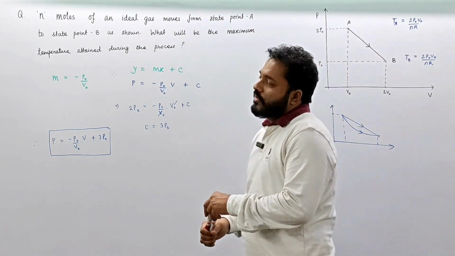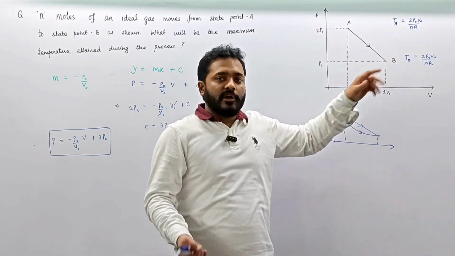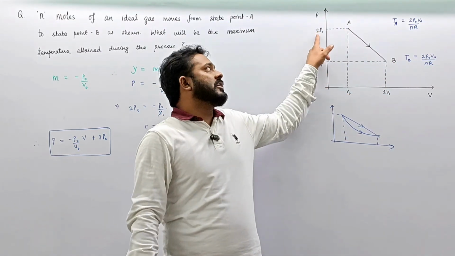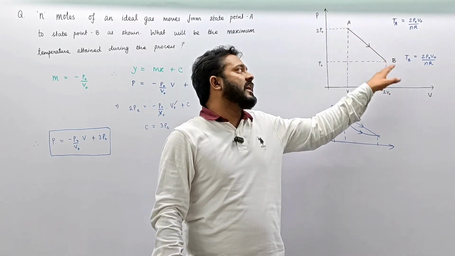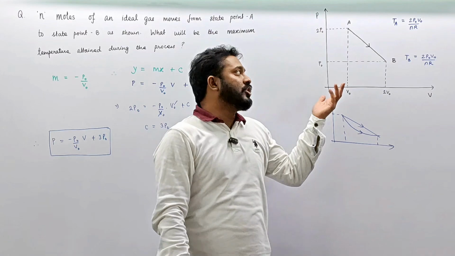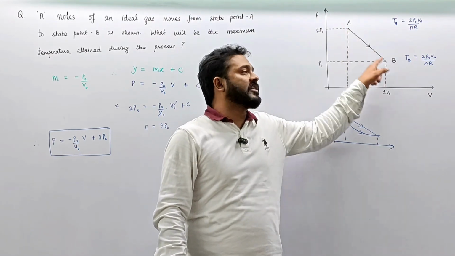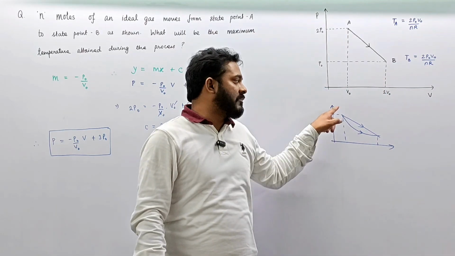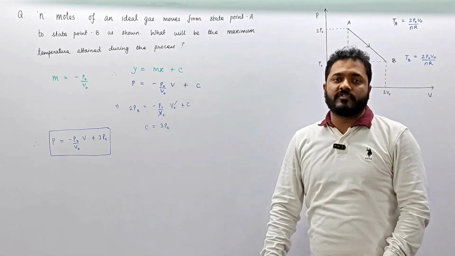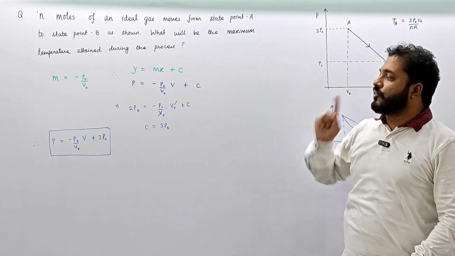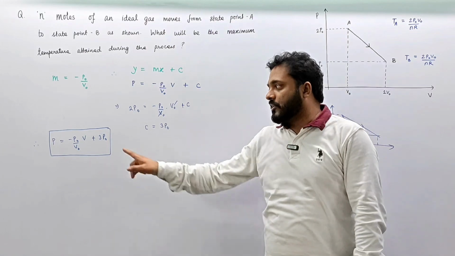The first thing we did was calculate temperature at A, then we calculated temperature at B. It is clearly evident that this is 2 P naught V naught, and this one is again 2 P naught V naught. So temperatures at A and B are the same, but we need to calculate the maximum temperature, and this is not an isothermal process, because an isothermal process is depicted by a curve like this. So the temperature is not going to remain constant as we move from state point A to B. Now the problem with this part is that we don't have a temperature term associated with it.